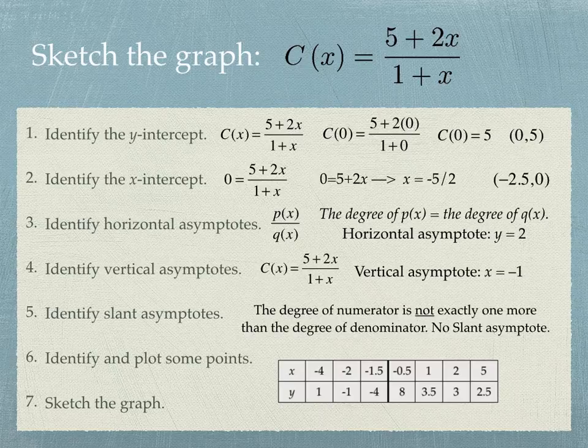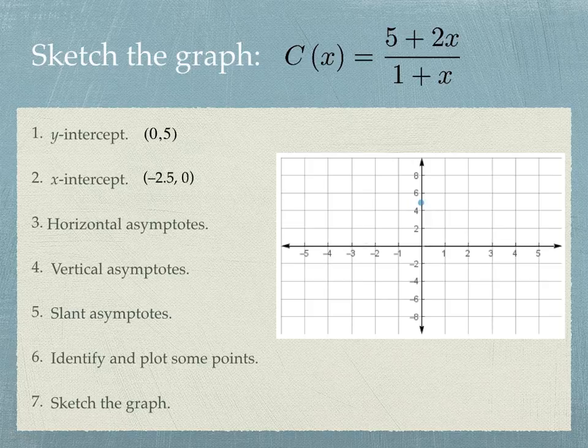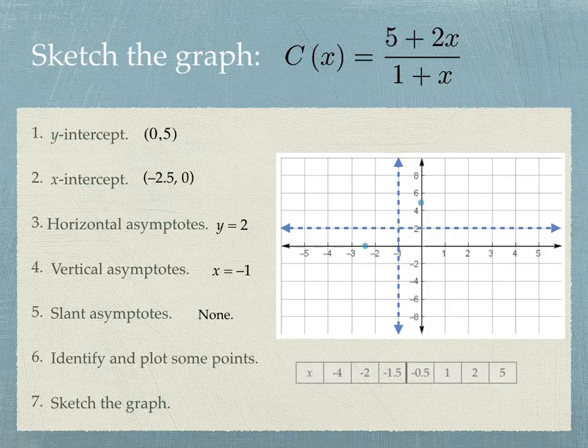So let's go ahead and take this information and now graph the function c of x equals 5 plus 2x over 1 plus x. Remember the y-intercept was 0, 5, which we will plot. The x-intercept was negative 2.5, 0. The horizontal asymptote was at y equals 2, and the vertical asymptote was at x equals negative 1. There was no slant asymptote, and the points that we were going to include on our table are here.